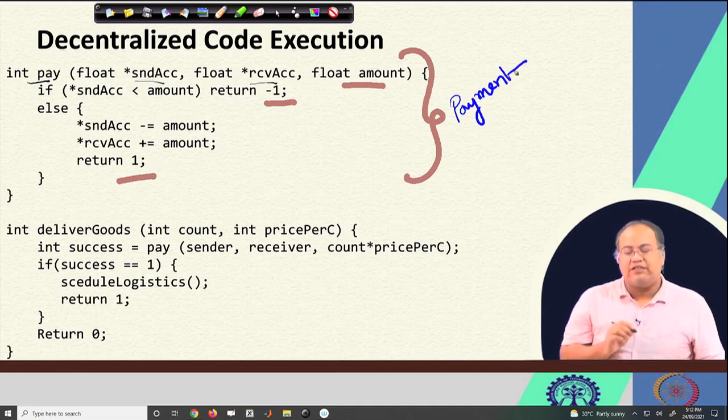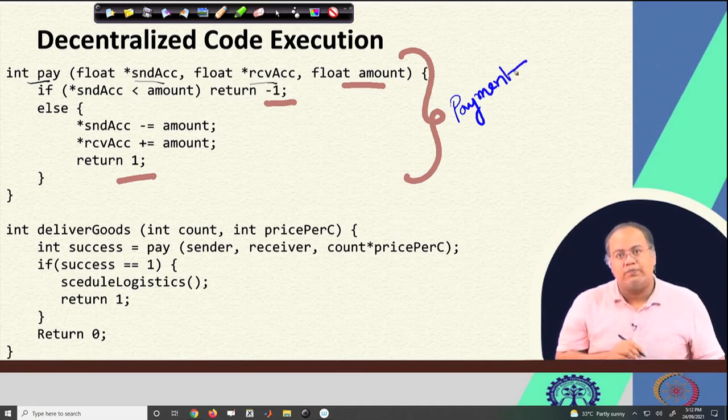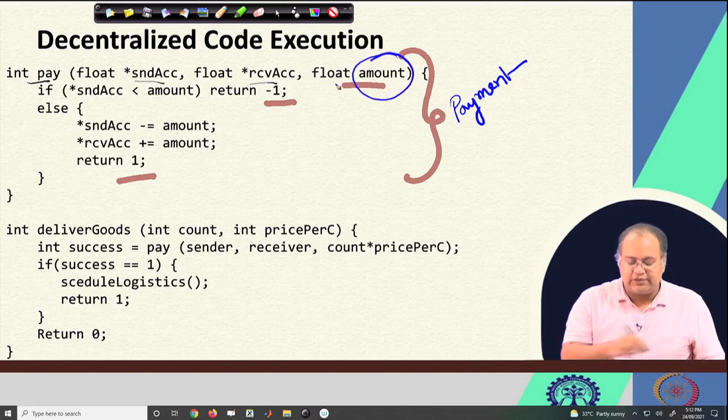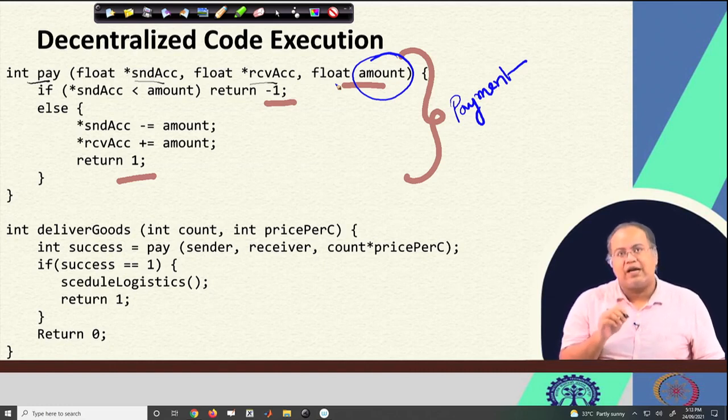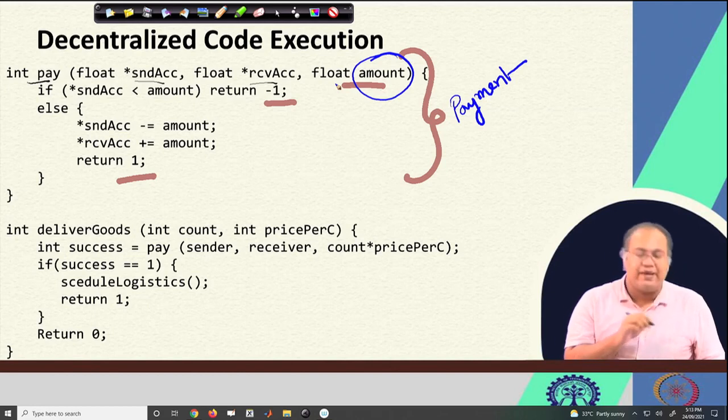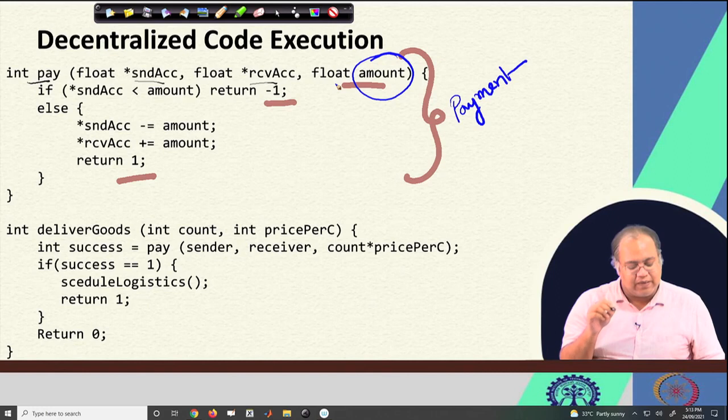So I am mentioning how much money I want to pay. This is represented by the amount, and then it checks whether the sender account has that much money. If it does, it makes the payment, that means it deducts the money from the sender account, pays the receiver account, and then returns a success.